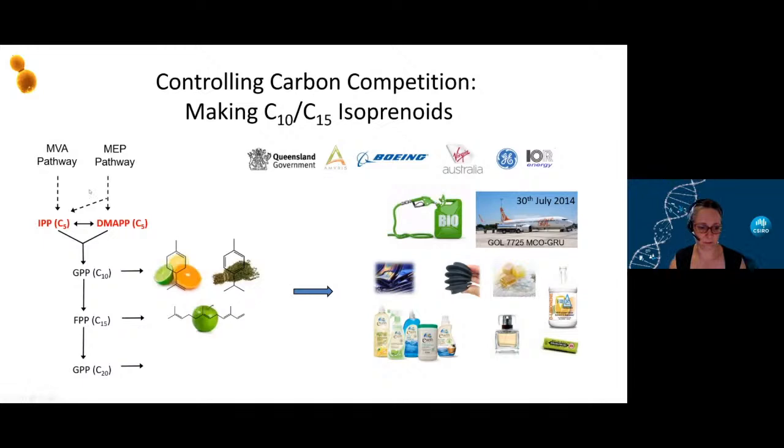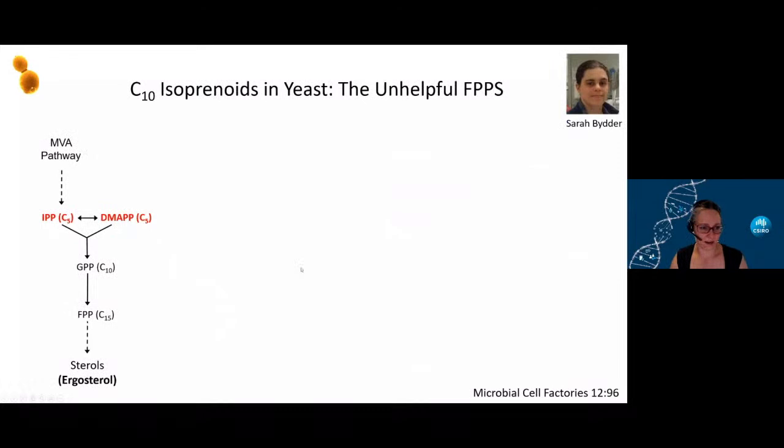So it turns out that if you blend a mixture of C15 called farnesene and C10 called limonene, which is the fragrance of citrus fruits, and C10 called cymene, then it has very similar burn properties to Jet A1 fuel. So that's great, except that it's really hard to make monoterpenes in microbial cells.